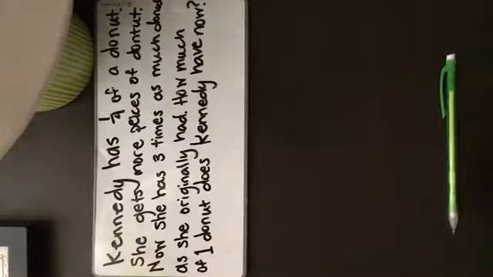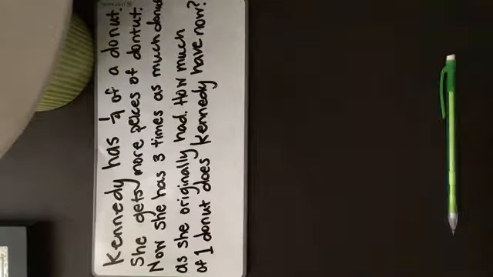The problem we are going to be solving says, Kennedy has 1/4 of a donut. So she has a piece of donut that is the size of 1/4 of a whole donut. She gets more pieces of donut. Now she has 3 times as much donut as she originally had. So she got some more pieces, and now in total she has 3 times as much donut as she originally had when she had that 1/4 of a donut. How much of one donut does Kennedy have now?